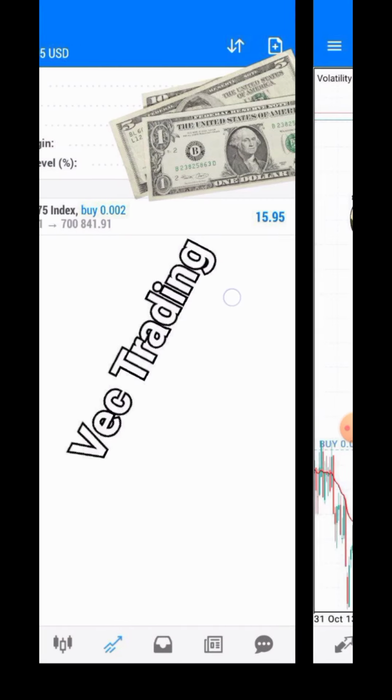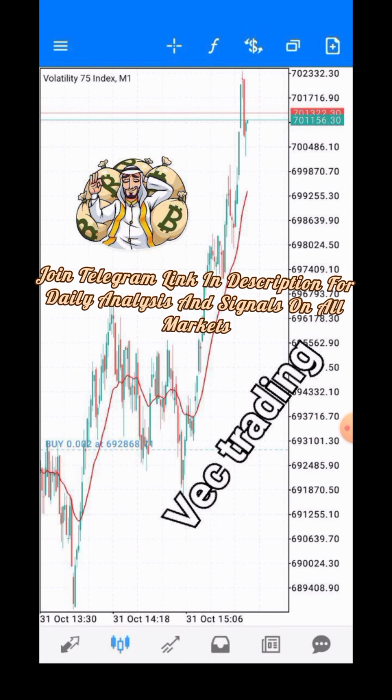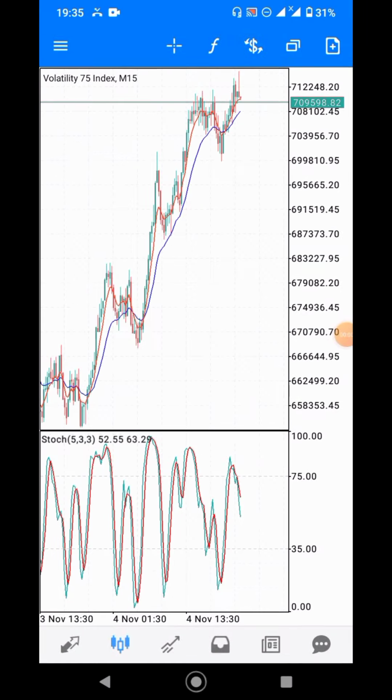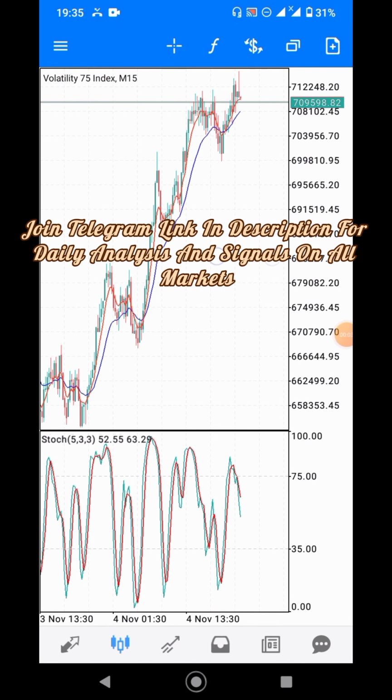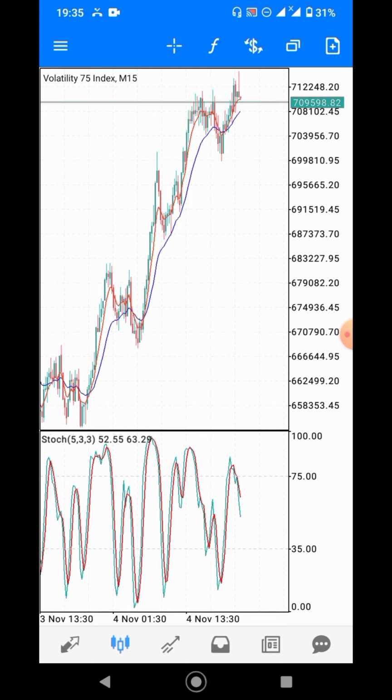In this video, I'll be showing how you can take trades like this. These are the trades I took, and I'll be showing you how I took them. The strategy looks like this, and before I give the settings of the strategy, the indicator works for Volatility 75 and only in the 15-minute time frame.